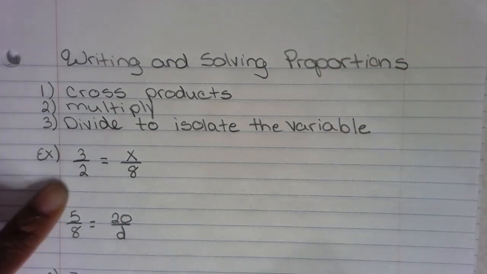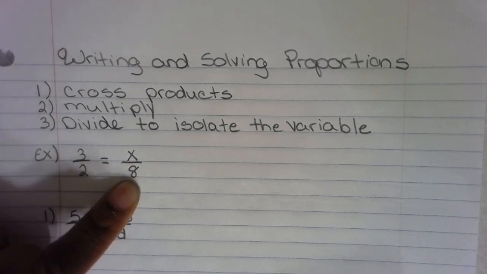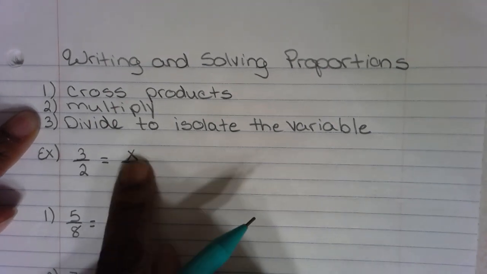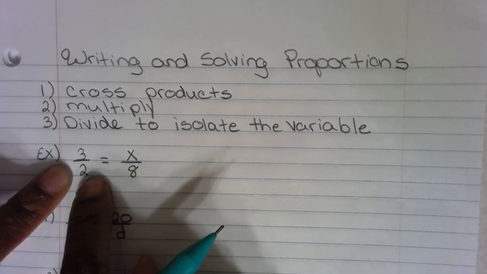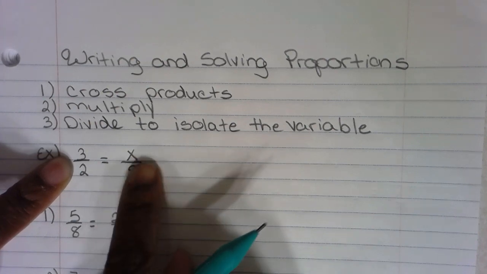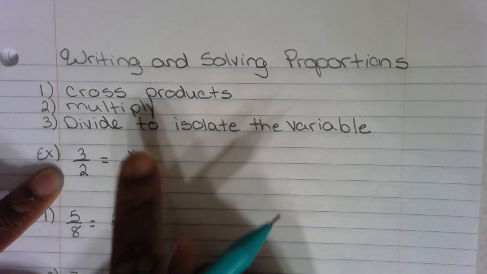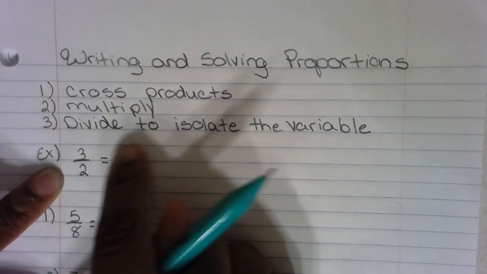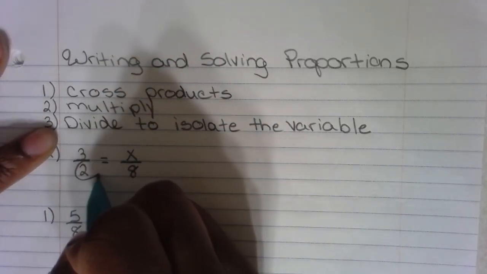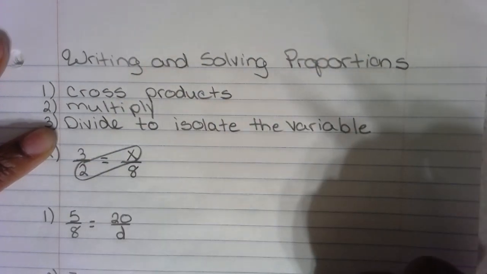Okay, so you have an example, 3/2 equals x over 8. So we're going to follow these 3 steps every single time to find this missing amount. This ratio is equal to that ratio. That's a proportion. So in order to find this missing amount, we can cross multiply and then divide to get the variable by itself. So when I say cross products, I mean take the denominator of one fraction and multiply it to the numerator of the other fraction.